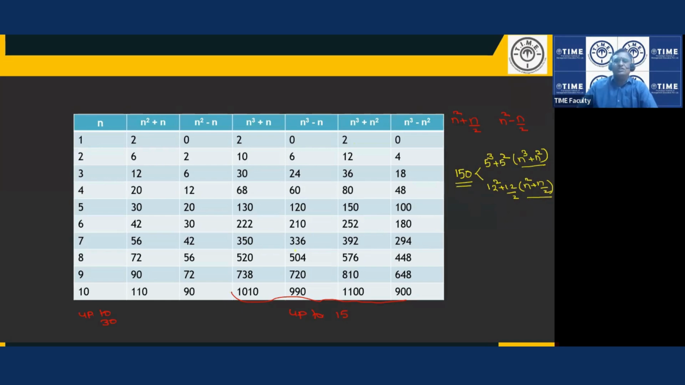If you have not done this table, and you try another kind of logic, it will not work. Not only 150, there are a few more numbers that repeat, maximum around 10 to 12 numbers repeat. Just identify them and round them up.